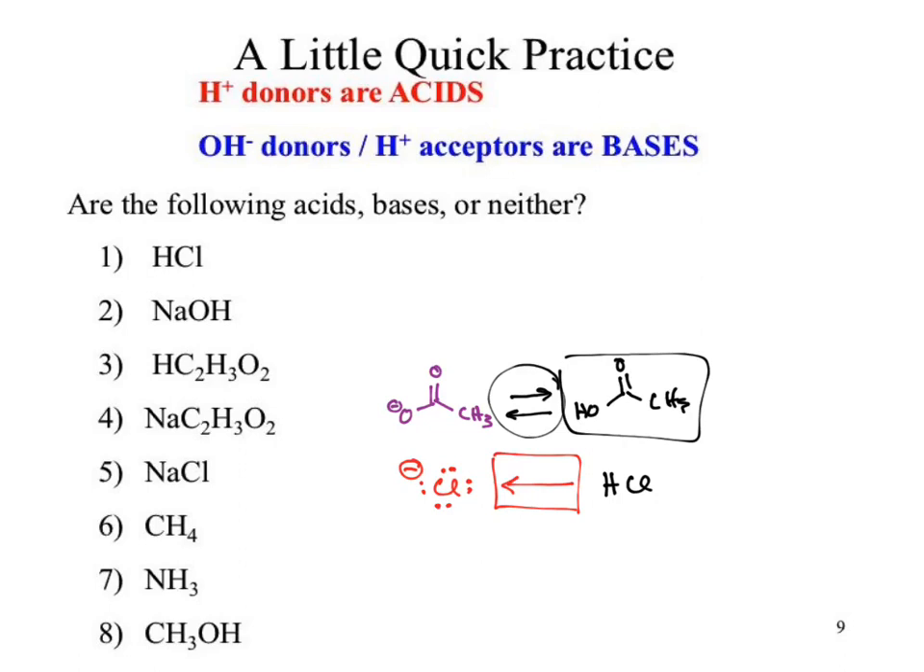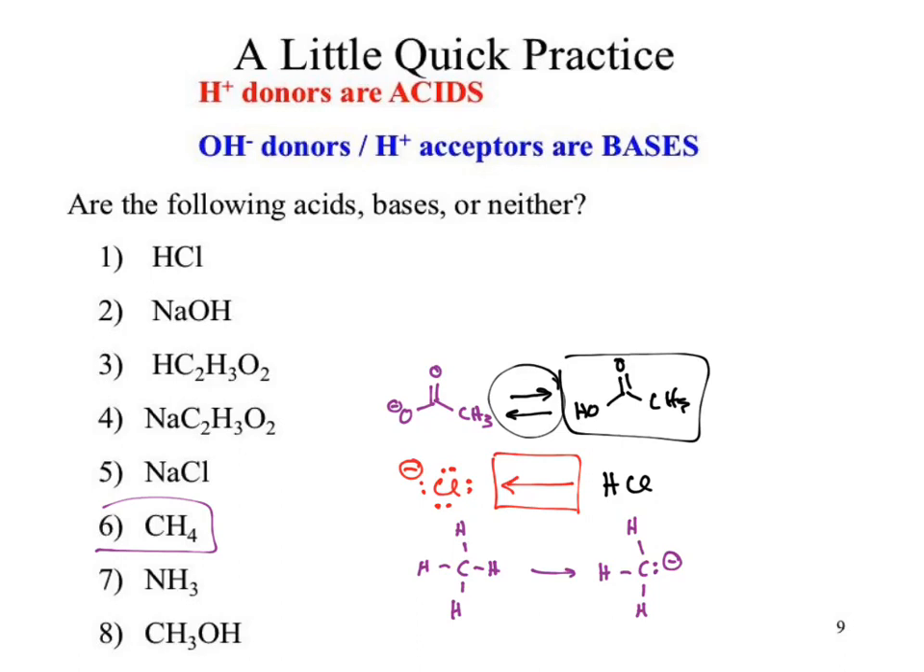Okay? CH4. What do you got? Acid. Would anybody be happy with a negative carbon? No, why not? It's very unstable. Why does it not like a negative charge carbon? Because it's higher energy. Why is it higher in energy? It's unstable. Why is it unstable?